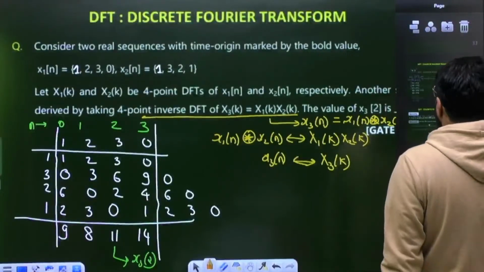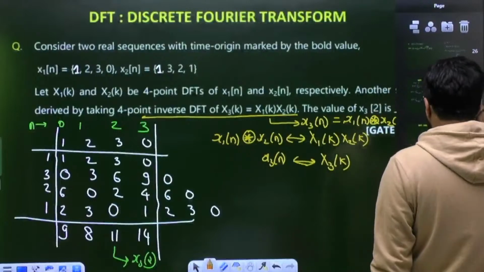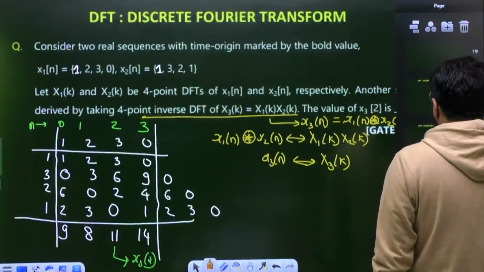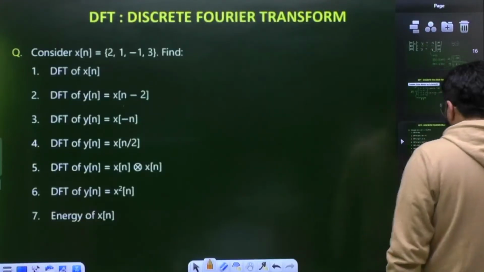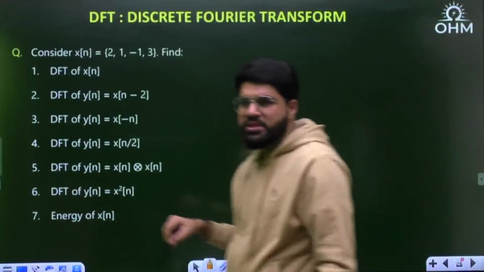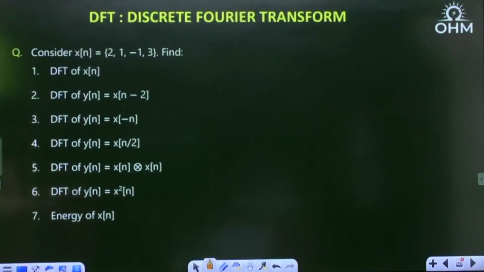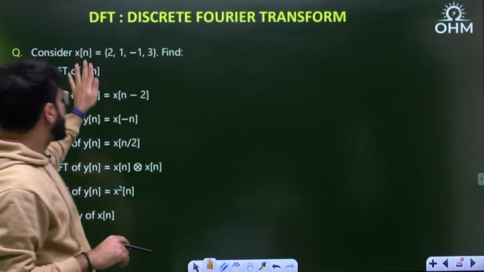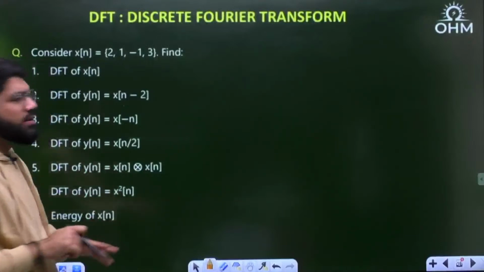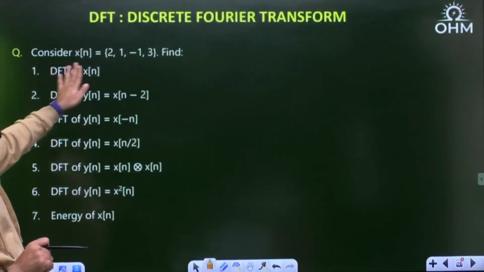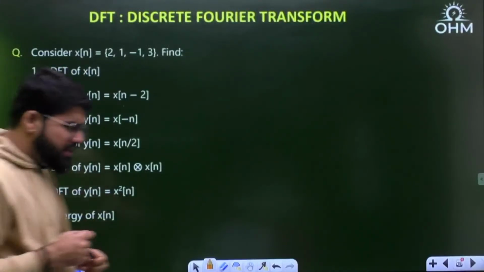Before I show you some more PYQs, let me go towards a regular calculation question first. Okay. Now let's take up this question. Consider there is a signal x[n] = 2, 1, minus 1 and 3. Find the DFT. First is the DFT, and then some properties. First only the DFT of x[n].